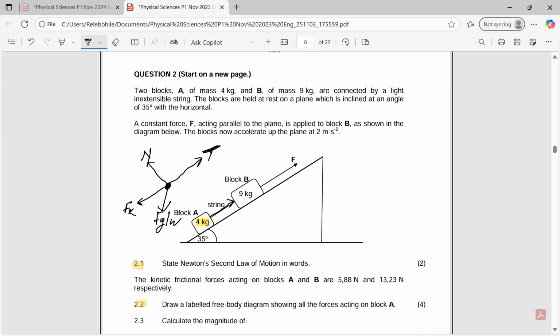Fg, N, and Fk are not seen. They are not indicated here. Okay, so this is the free body diagram, the one for block A. Okay, this is for block A.